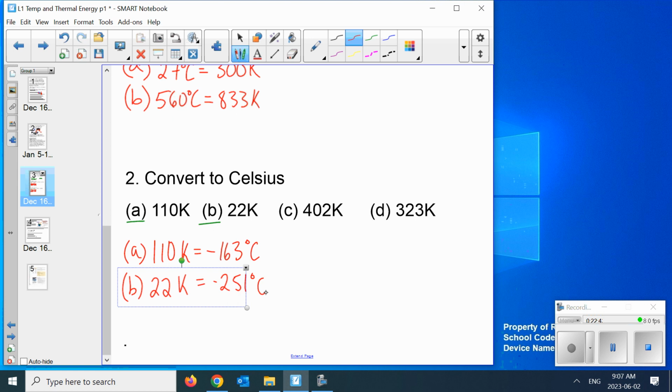So, one thing to notice between Celsius and Kelvin is the degree symbol. Kelvin doesn't require a little circle for the degrees. Celsius and Fahrenheit do, but that's not what we're talking about.